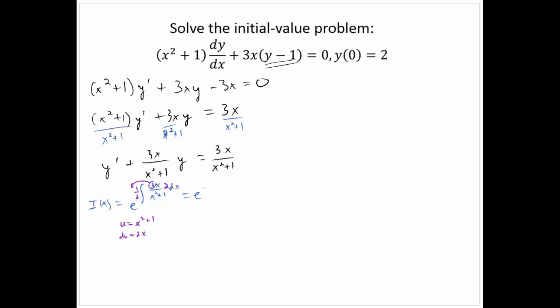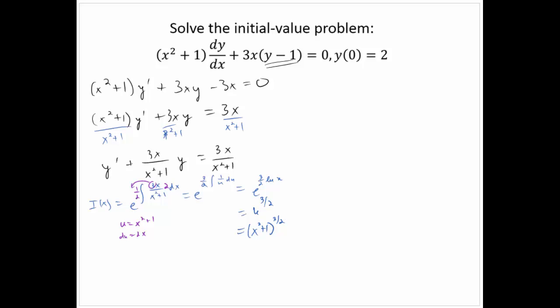And so then that would end up being e to the 3/2 integral of 1 over u du, and so that's e to the 3/2 natural log u, and so that would end up being u to the 3/2. And then substituting back, that would be x squared plus 1 to the 3/2.